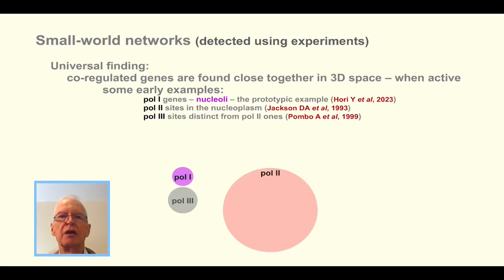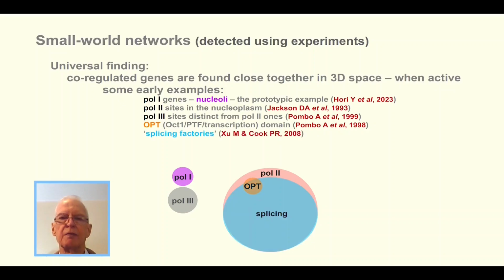We then showed that polymerase II sites in the nucleoplasm were quite distinct from polymerase III sites, and we call these distinct sites factories. But a factory just equals a cluster. And we began to show that different transcription factors were concentrated in different kinds of clusters. For example, genes that tend to be spliced tend to congregate in different places from those that are not spliced.